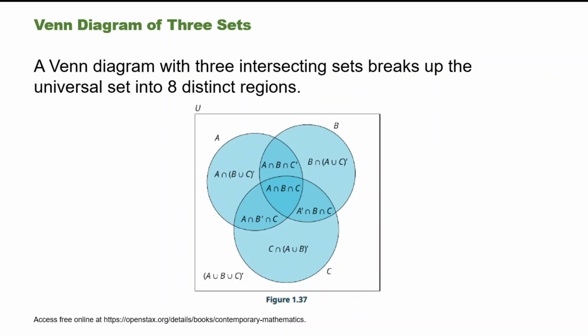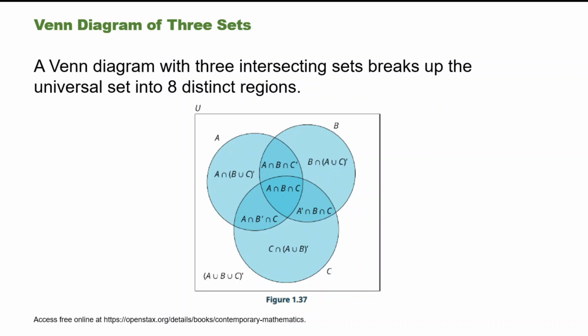We can describe the regions where only 2 sets are included as well, because each of those only had 1 set included, but these have 2. So we have the region that's A intersect B intersect C complement, which includes A and B but not C. Or we have the set A intersect B complement intersect C, which includes A and C but not B. We have the region A complement intersect B intersect C, which contains B and C but not A. And then we have the intersection of all three, where all 3 sets are included.